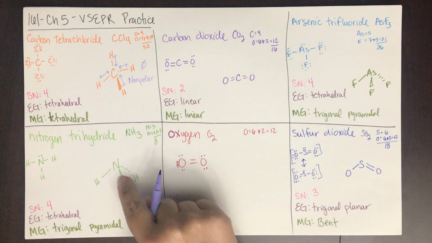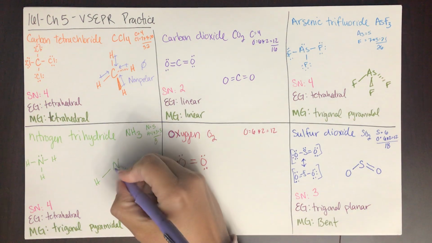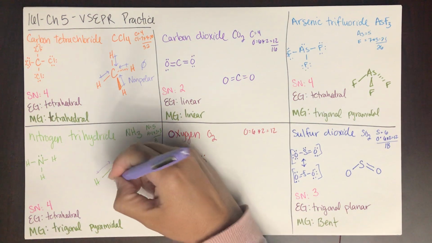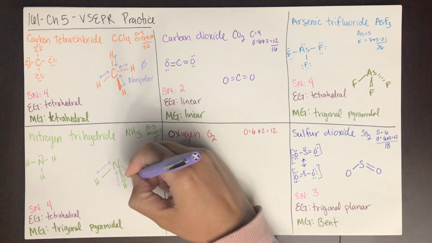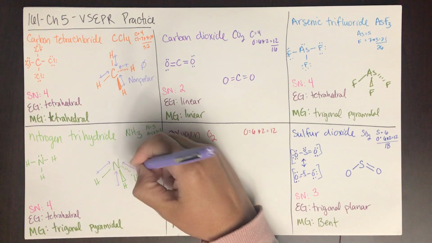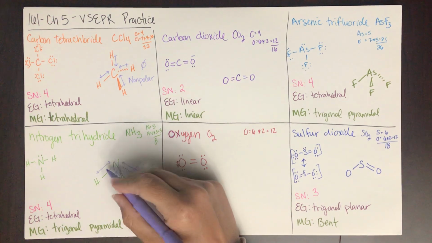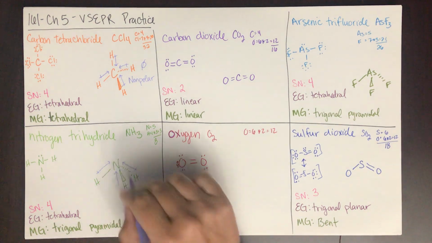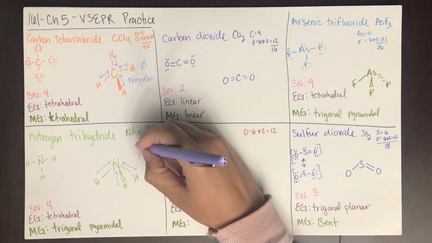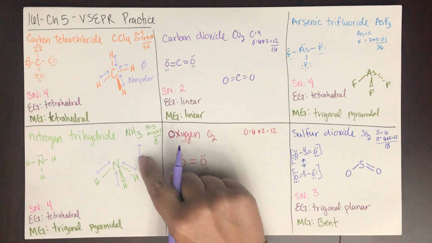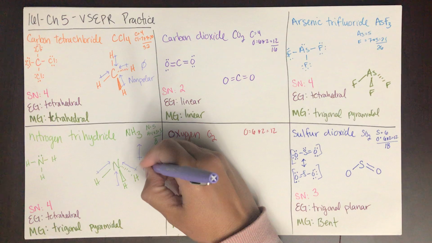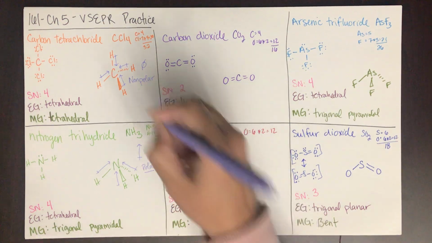So now let's look at this nitrogen trihydride. Nitrogen is more electronegative than hydrogen. So we're going to draw these 3 vectors from hydrogen to nitrogen. These 3 vectors are equal in magnitude. They are not going to cancel each other out. They are going to give a net vector somewhere in this direction. This is a polar molecule.